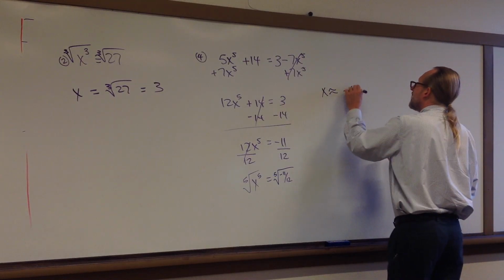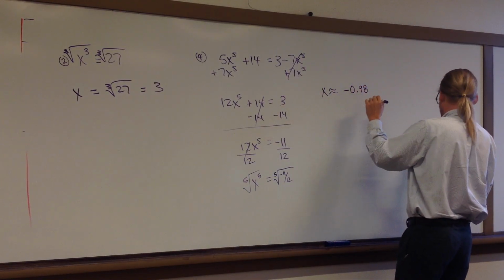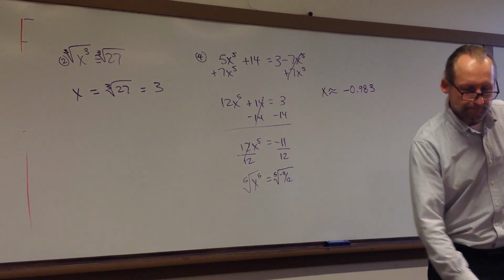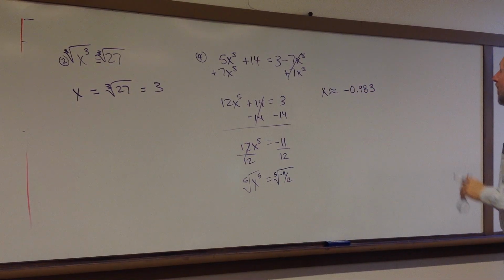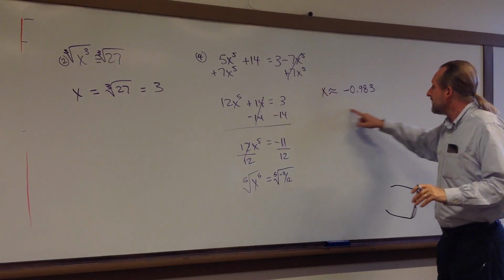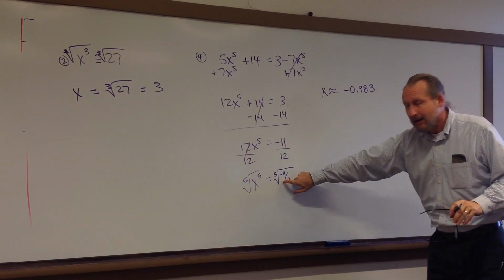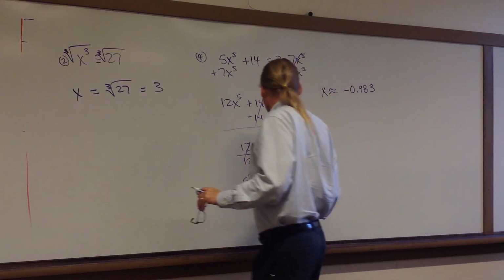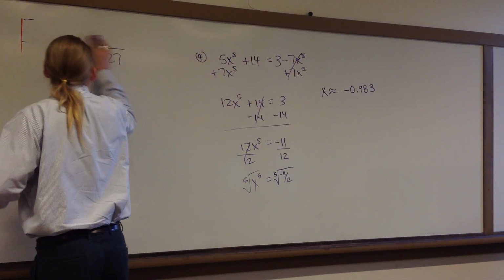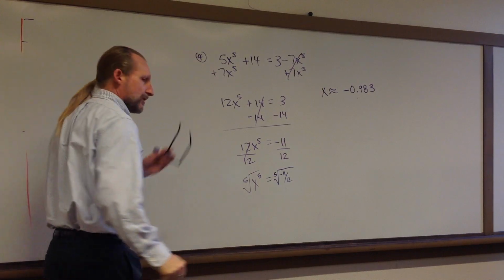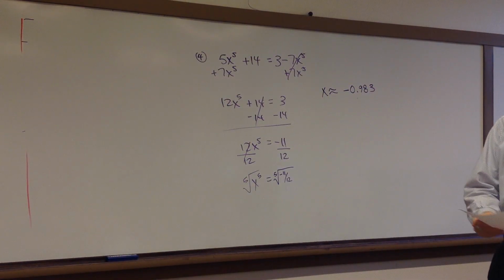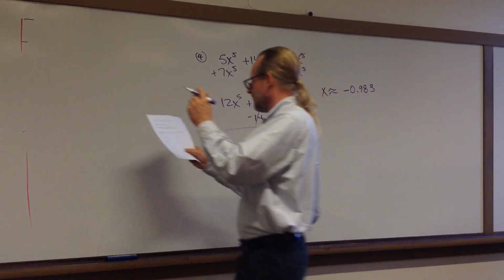About negative 0.983, let's say. Okay. All right, so this gives us a better idea of what this value actually is. But this one is approximate, whereas this one is an exact representation of that value. Okay. What else? Problem 6.